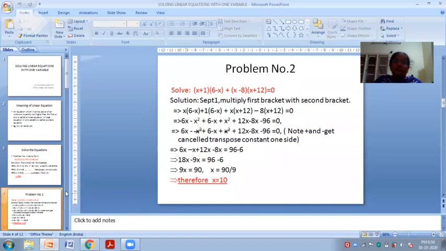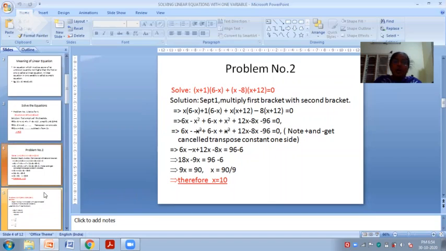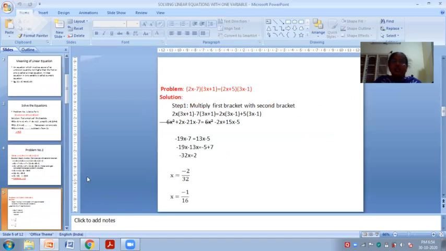Next, come to the third problem. How is the third problem? See here. In the third problem, there are two brackets on one side and two brackets on the other side. See here, equals is in between. So here, what is the sign between these two brackets?